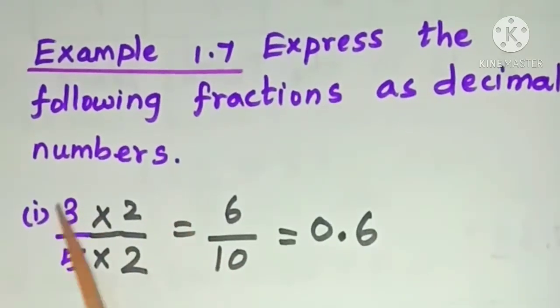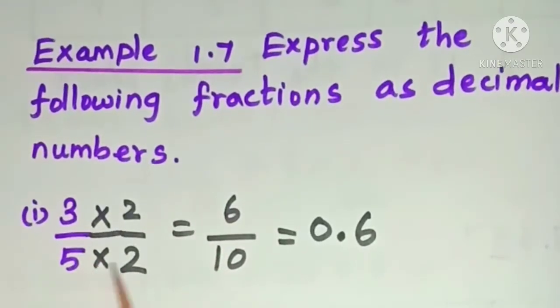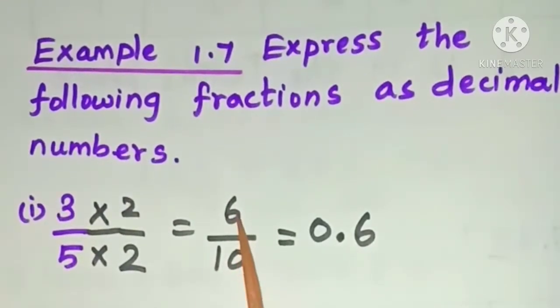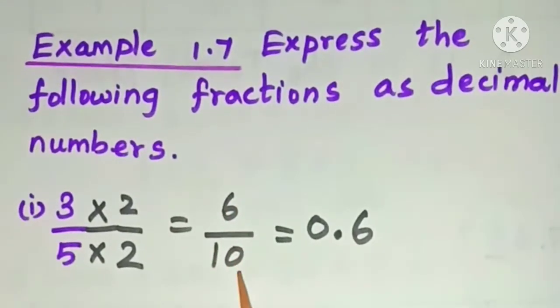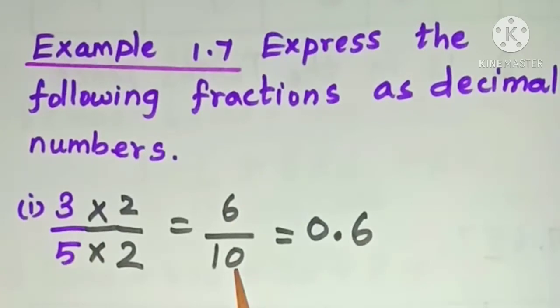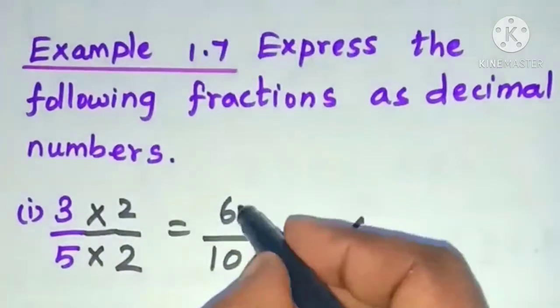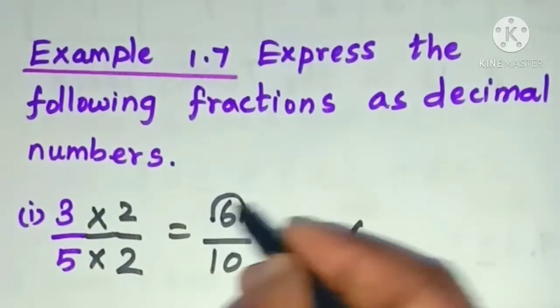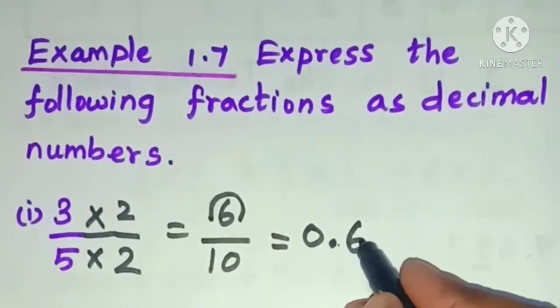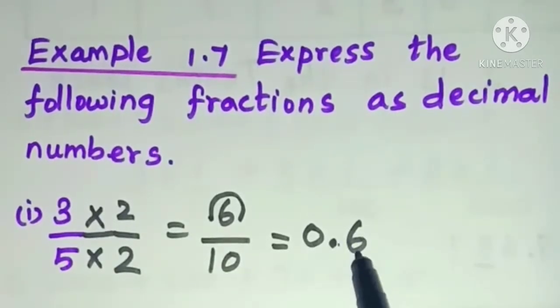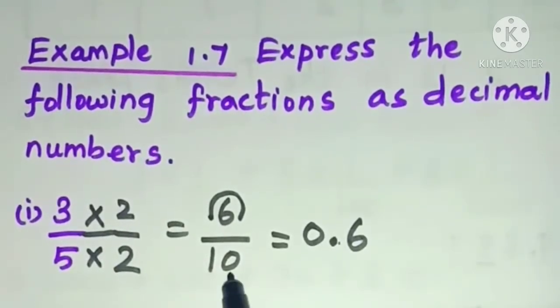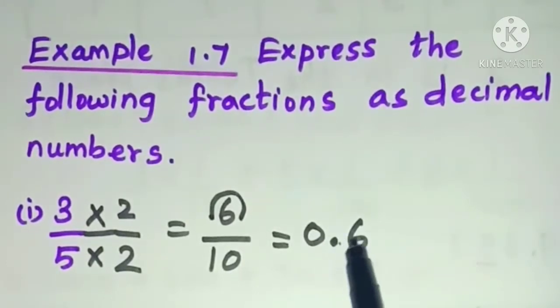Okay. So now 3 into 2 is 6. 5 into 2 is 10. So here we know how to divide 6 by 10. Here there is only one zero. So we have to put the decimal point before one digit. So that is 0.6. Here 0.6, and check whether there is only one digit after the decimal point, because we are dividing the number by 10. So when we divide by 10, there will be only one digit after the decimal point.